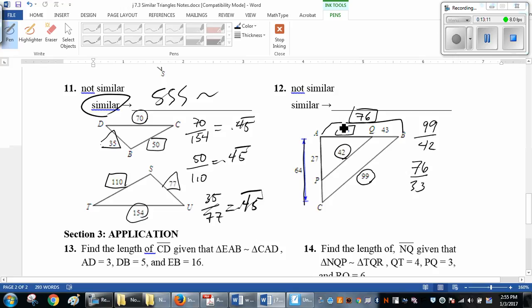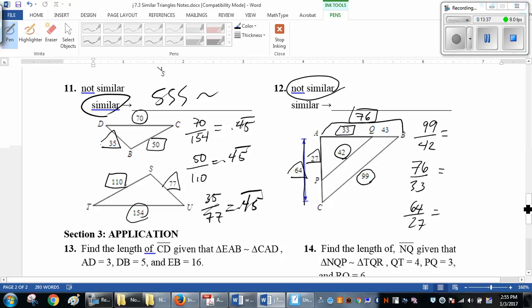And finally, our smallest side are going to be 64 over 27. Okay, and then when we go ahead and calculate each of those ratios, plug into our calculator, and let's see what we get. All right, and I ended up getting them to be different, which means they are not similar.